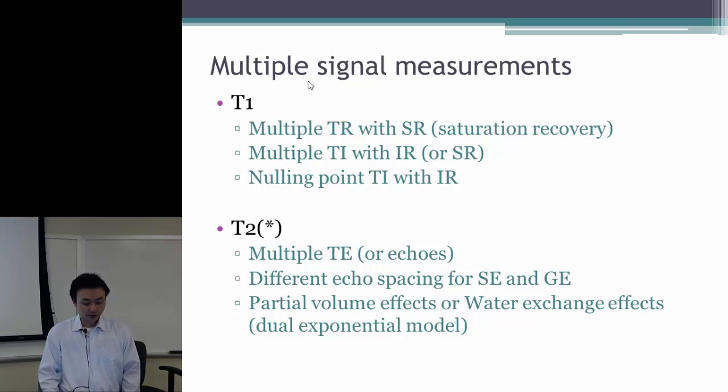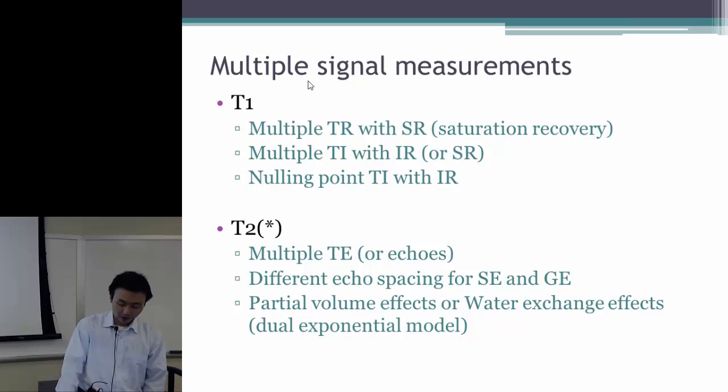But we need to understand there is a different echo spacing for spin echo and gradient echo. For spin echo, the different echoes are separated by the refocusing RF pulse, right? So that means the echo spacing cannot be too small. While for gradient echo, we can just use alternating readout gradients, so the efficiency of collecting multiple TE is very fast. So usually to do the T2 quantification, we will require much longer scan time than doing the T2 star mapping.